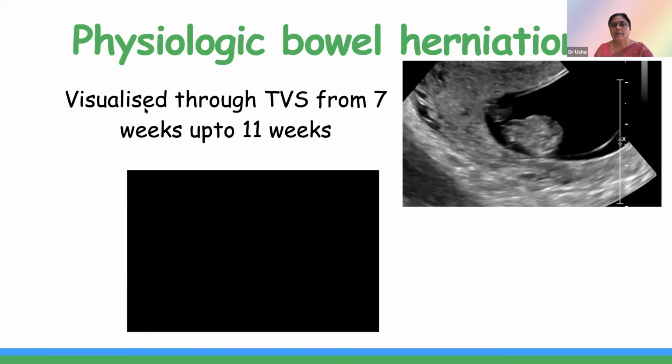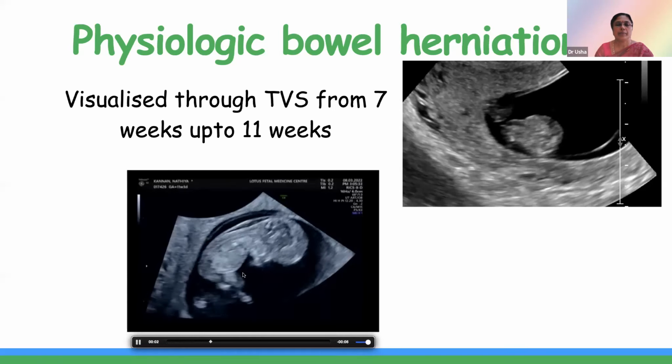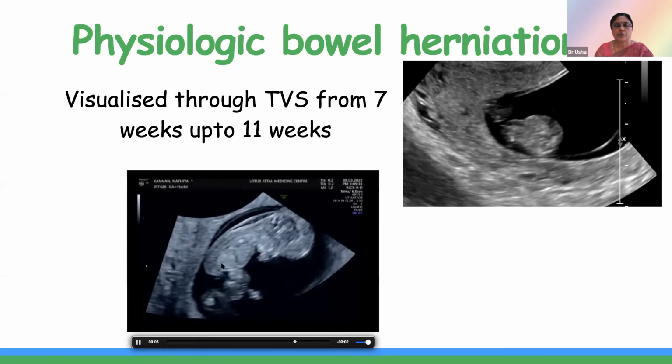So this physiological bowel herniation is seen from 7 weeks onwards using a transvaginal ultrasound. Once the abdominal cavity expands, this bowel returns to the abdominal cavity. And of course, we know it undergoes rotation before it returns. So if you can see, this is the cross section of the abdomen. This is the cord insertion, and we can see the bowel here. This is a video clip showing the base of the cord, and we can see this echogenic tissue. You can see that this is the herniation of the bowel.